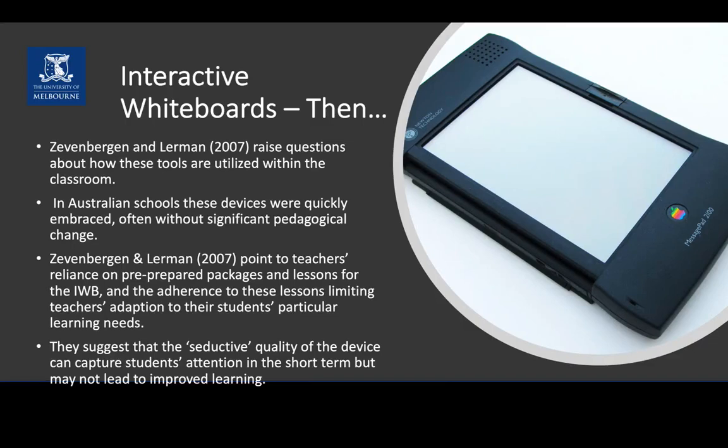In 2007, Zevenbergen and Lerman raised questions about how interactive whiteboards were utilized within the classroom. They were really quickly embraced, so we ended up with a large number of them in classrooms across Australia. But Zevenbergen and Lerman point to teachers' reliance on pre-prepared packages and lessons for the interactive whiteboard, and the adherence to these lessons limiting teachers' adaptation to their students' particular learning needs. They suggest that the seductive quality of the device can capture students' attention in the short term, but in the long term, it probably isn't going to improve learning.